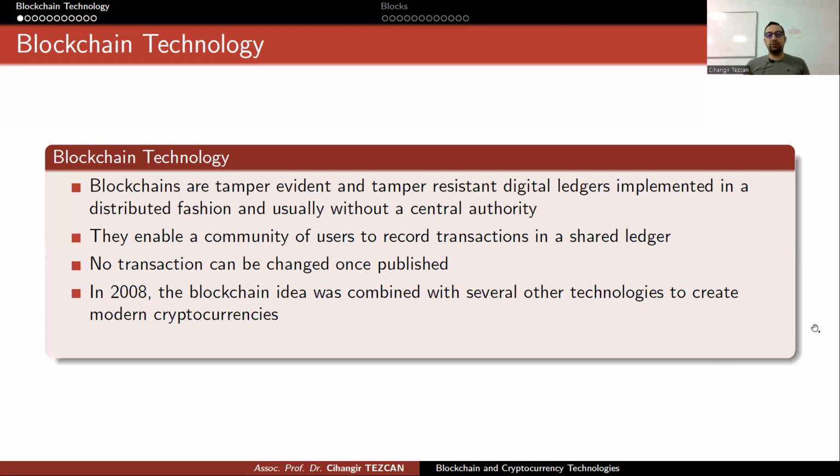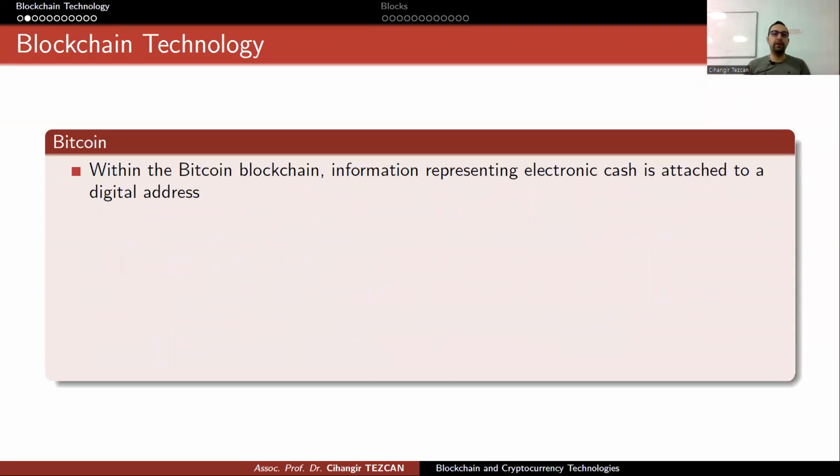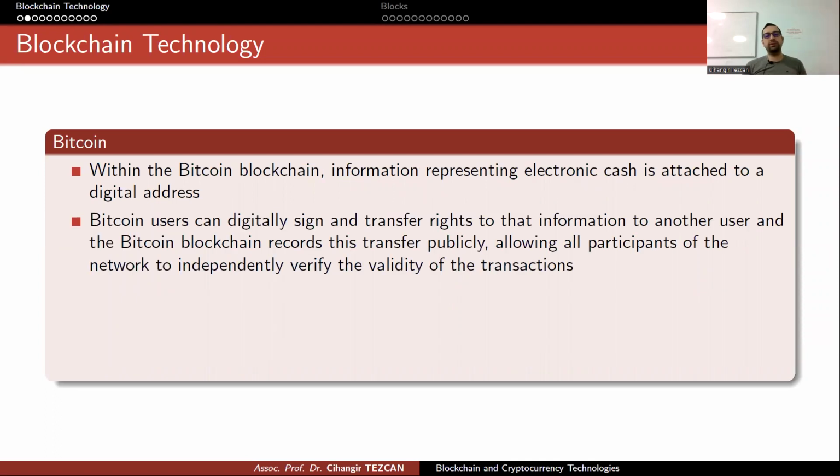In 2008, the blockchain idea was combined with several other technologies to create modern cryptocurrencies. And of course, the first such blockchain-based cryptocurrency was Bitcoin. So for this reason, next week we will start talking about cryptocurrencies, starting with Bitcoin. Within the Bitcoin blockchain, information representing electronic cash is attached to a digital address. Bitcoin users can digitally sign and transfer rights to that information to another user, and the Bitcoin blockchain records this transfer publicly, allowing all participants of the network to independently verify the validity of the transactions.